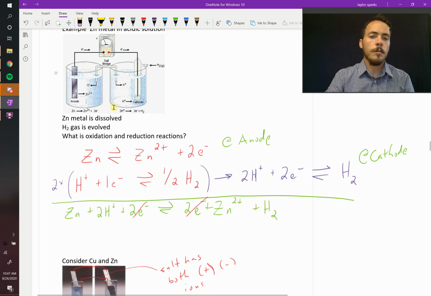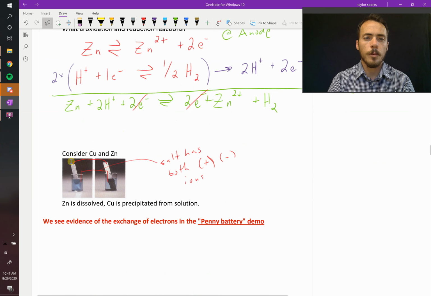So if we come down here and we've got our copper and zinc and we connect them electrically and then we connect a salt bridge, you will see the following take place. The zinc will start to get dissolved and the copper will start to have copper ions from solution precipitate onto your piece of copper metal.